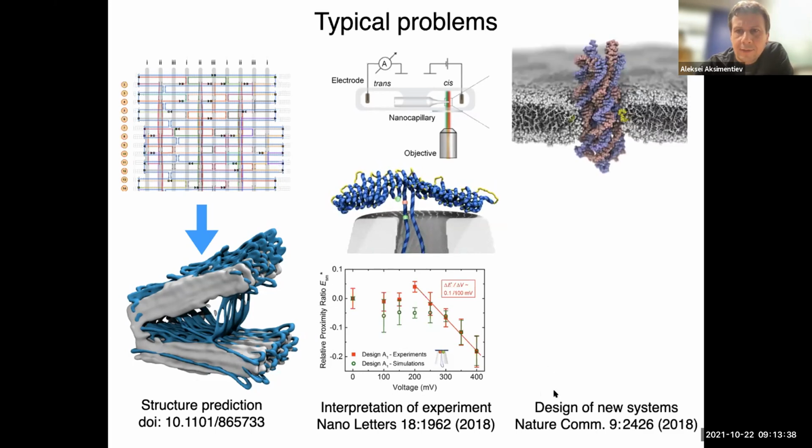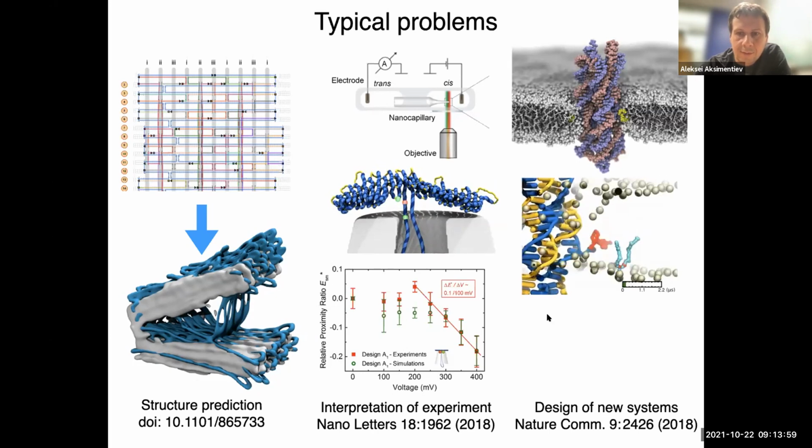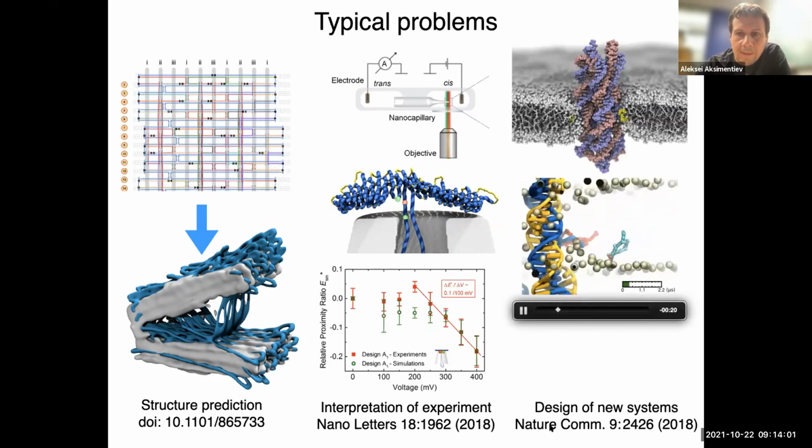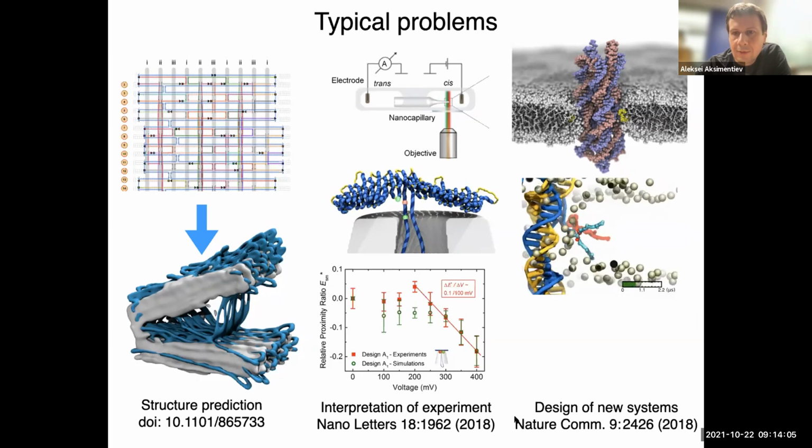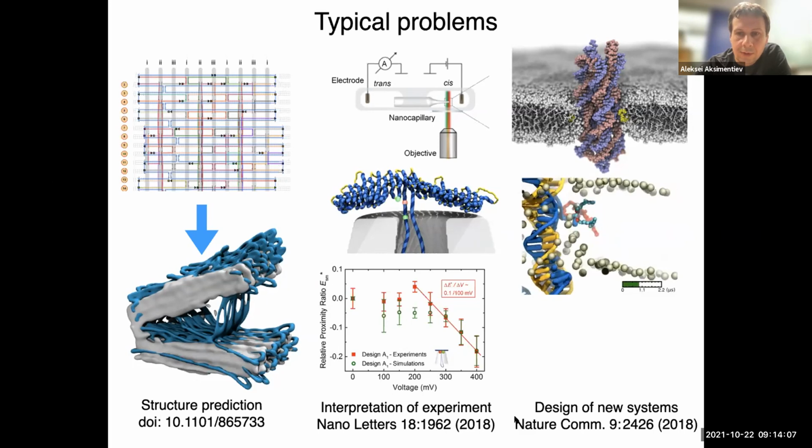And then the final, I guess, the most interesting and rewarding part, but also one of the most difficult ones, is where you use the computational approaches as a way to design new systems with capabilities that have not been explored experimentally yet, which is the case of a DNA scramblase, where we first computationally predicted and then experimentally verified the ability of DNA nanostructures to scramble lipids.